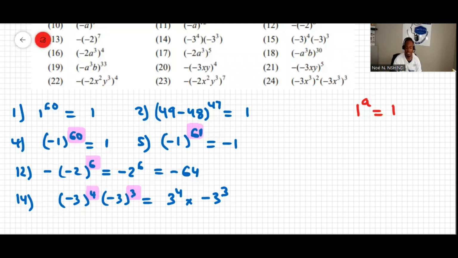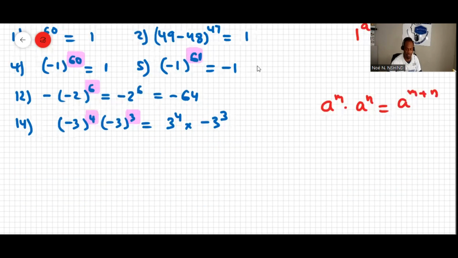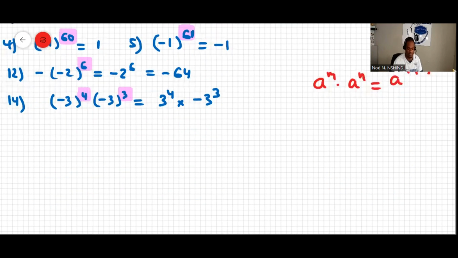I want to ask you a question. Are the bases here equal? No, they're not equal. Because this is 3 and this is negative 3, we can't really apply the formula of a to the m multiplied by a to the n equals a to the m plus n. But yes, we can if we transform this. This can be written as 3 to the 4 multiplied by negative 1 multiplied by 3 to the power of 3.